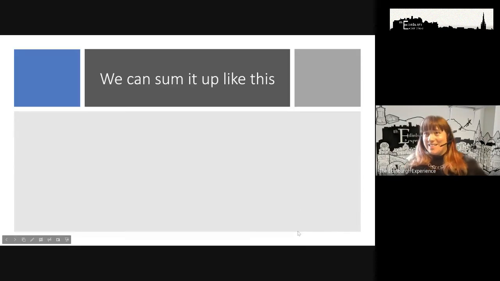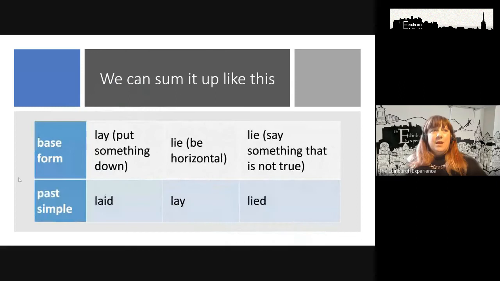Okay, so we can sum it up like this. Lay, to put something down in a flat position, like a tray, like a tablecloth. The past simple is laid. Lie, to be horizontal, like in your bed. The past simple is lay. And lie, to say something isn't true. The past simple is lied. Okay? I hope that is clearer now. It's very confusing.